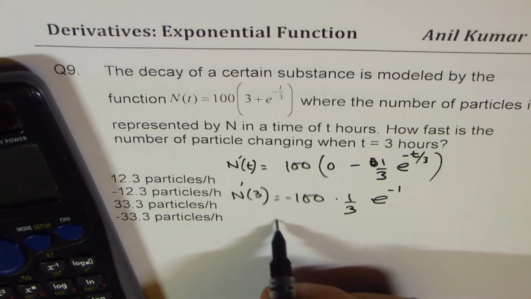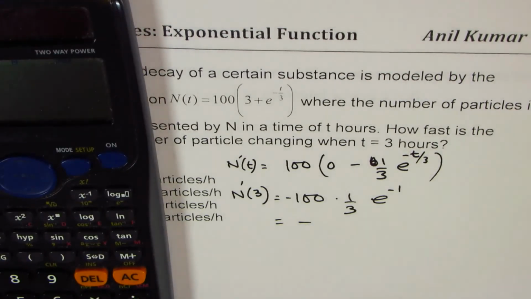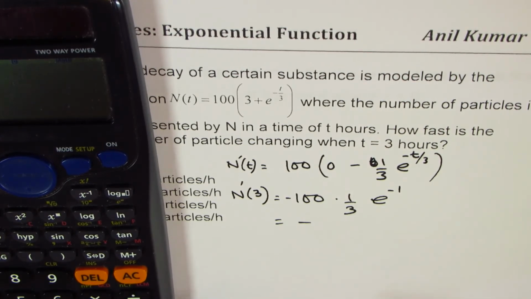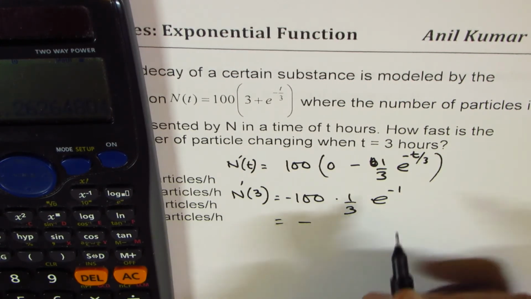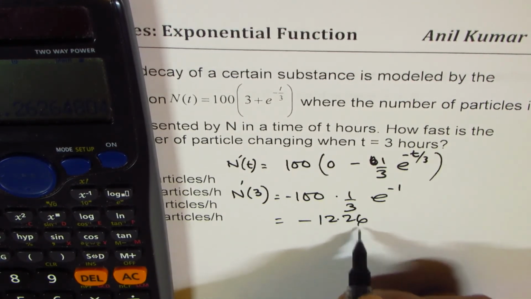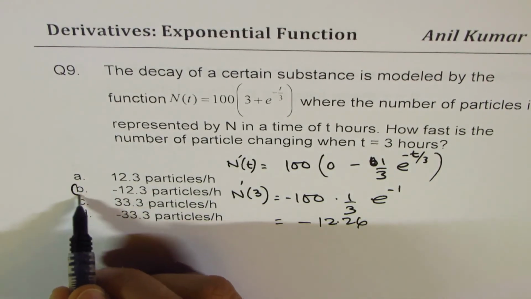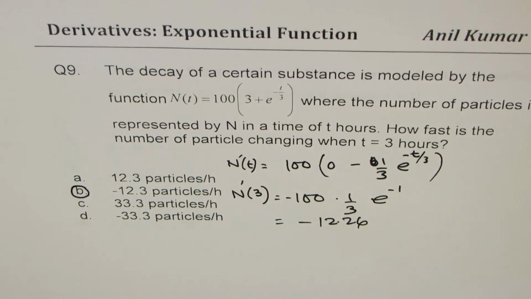So let's calculate this answer. Definitely it is negative, and we have 100 divided by 3, and then we'll divide this by e. Is it okay? And so what we get here is minus 12.26. So minus 12.26 means option B is the perfect option, right?